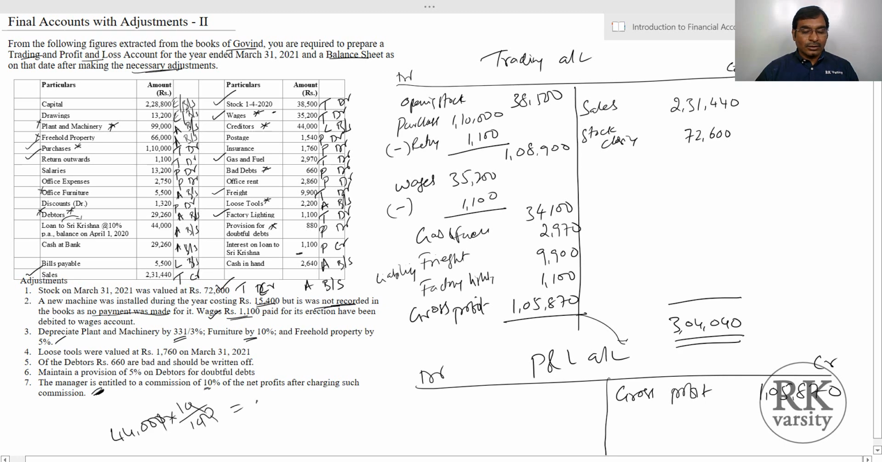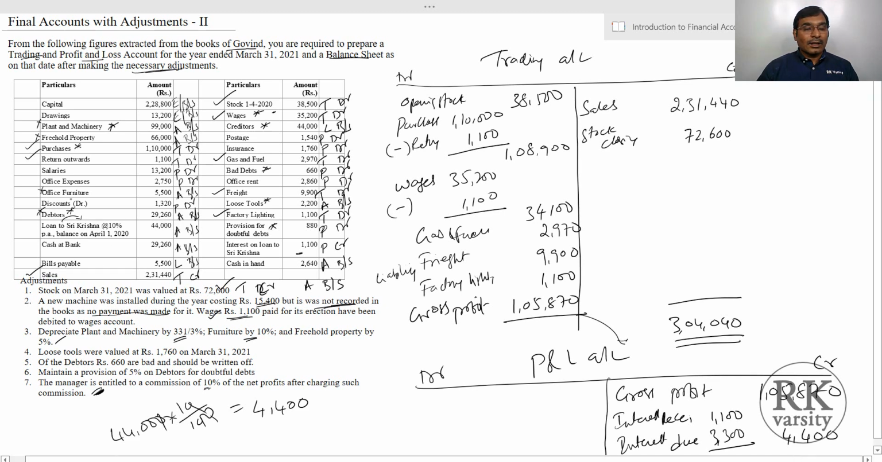So the interest amount that you are supposed to earn is 4,400 rupees. But how much did you receive? You received 1,100. So the remaining is your interest not yet received. So here, interest received 1,100, interest due 3,300. So the total is 4,400, because this is the loan that you gave to Sri Krishna and you are supposed to receive the interest. So this is 4,400.